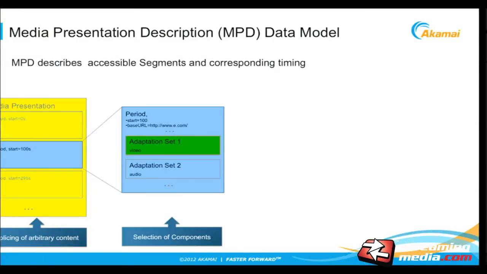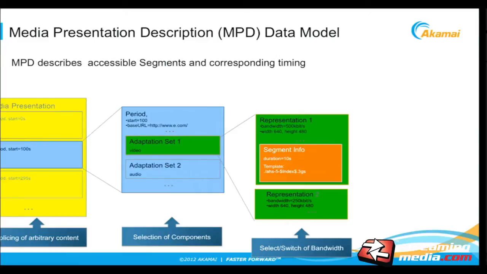It contains a sequential list of periods. Okay? Inside each of these periods is what's called an adaptation set. It's a view onto the content. So if that's a football game, you might have an adaptation set that's a camera down on the field, another one that's a camera from a blimp. They're different views onto the same event.